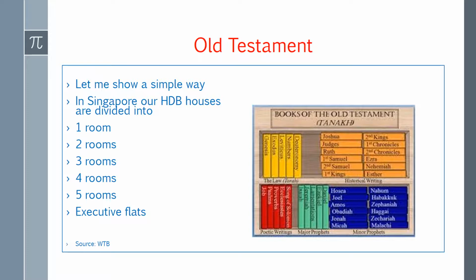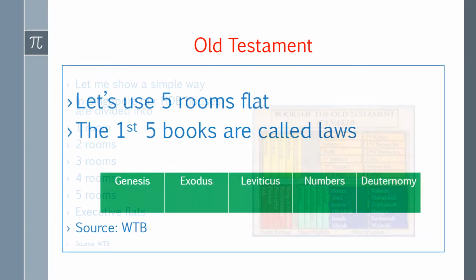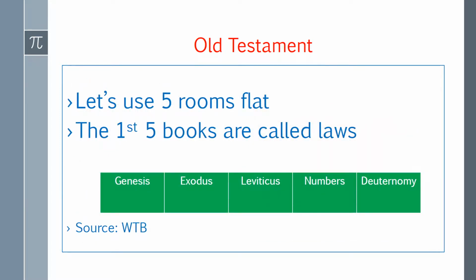In Singapore, our HDB houses are divided into 1 room, 2 room, 3 room, 4 room, 5 room, and executive flats. So let me use one of these rooms to explain to you. Let me use the 5-room flat to explain. Let's start with the flooring.